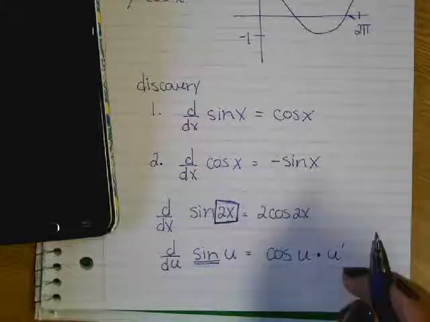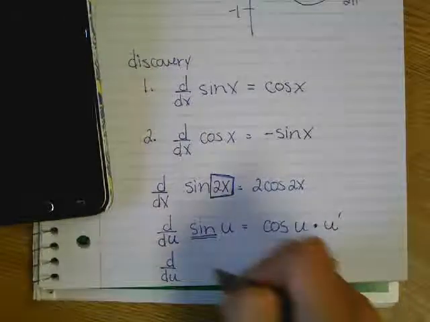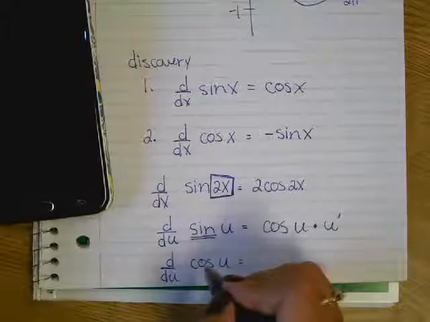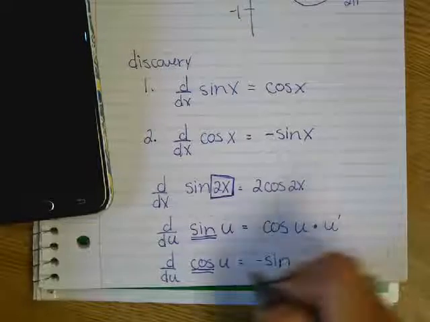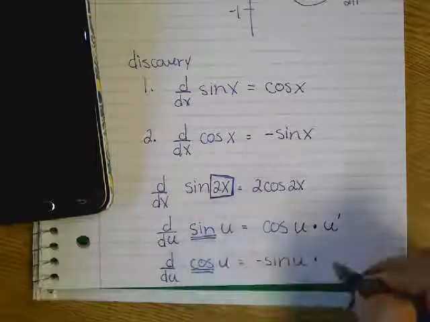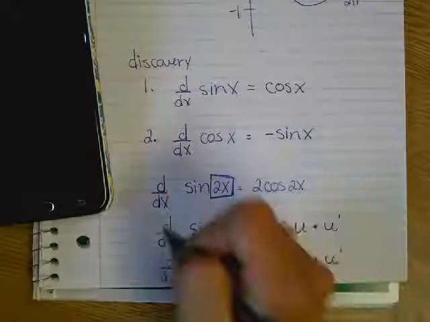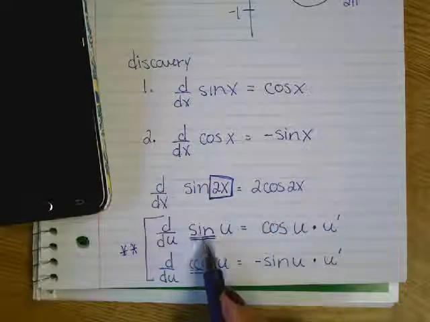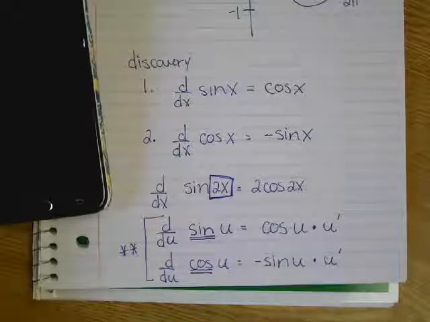Same thing is going to happen when we do cosine. The derivative of cosine, first we start with the trig function. The derivative of cosine is always going to be negative sine of the angle. You keep the angle, but then you have to multiply by the derivative of the angle, because the amplitude gets affected. So these are the 2 rules we're going to be using today. Derivative of sine is cosine times the derivative of the angle, and cosine's derivative is negative sine times the derivative of the angle.